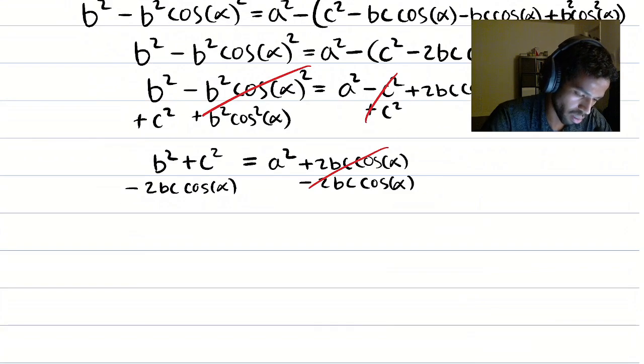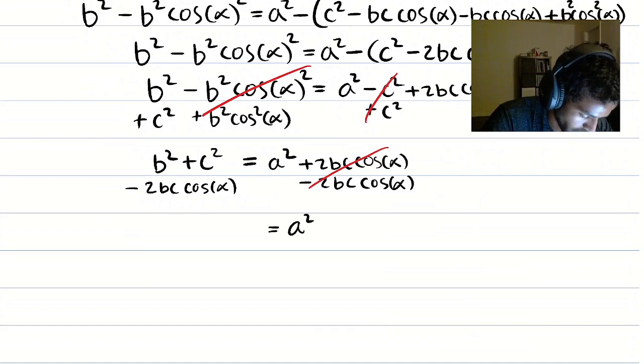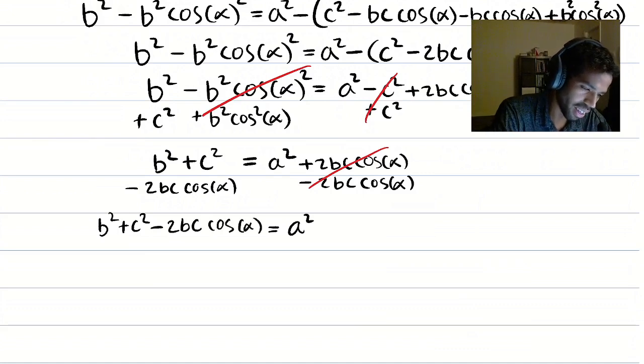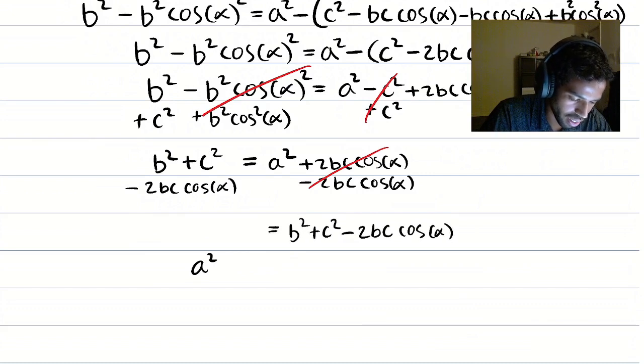And so we end up with a squared is equal to b squared plus c squared minus 2bc cosine of alpha. And we just need to flip it around, right? So like, let's put this on this side and this on the right side. It's the same, it's equivalent. And there's your law of cosines.